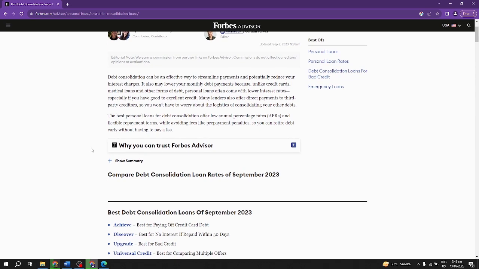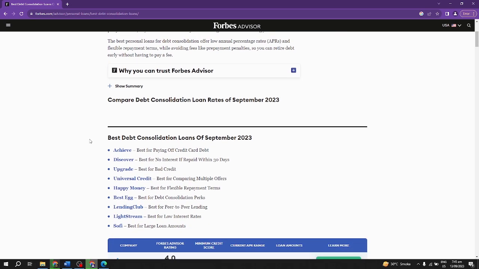So why you can trust Forbes Advisor? So we skip this portion.